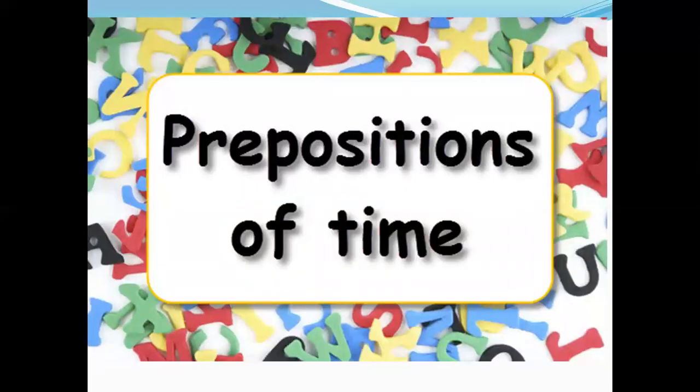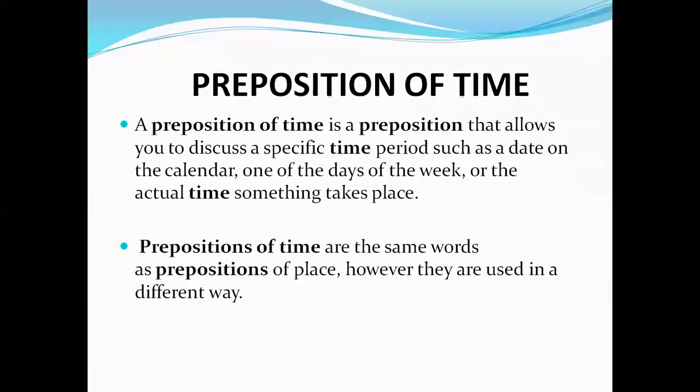Now, let's have a look at the next type of preposition, that is prepositions of time. A preposition of time is a preposition that allows you to discuss a specific time period, such as a date on the calendar, one of the days of the week, or the actual time something takes place. Prepositions of time are the same words as prepositions of place. However, they are used in a different way.